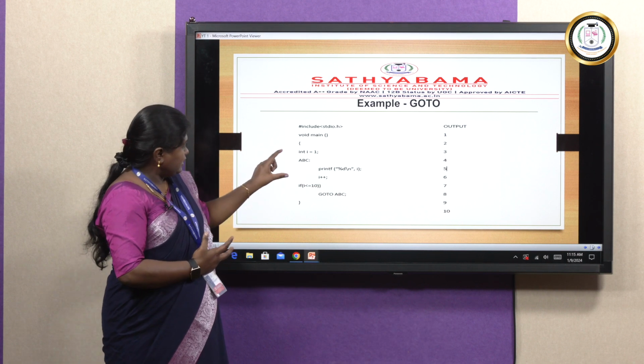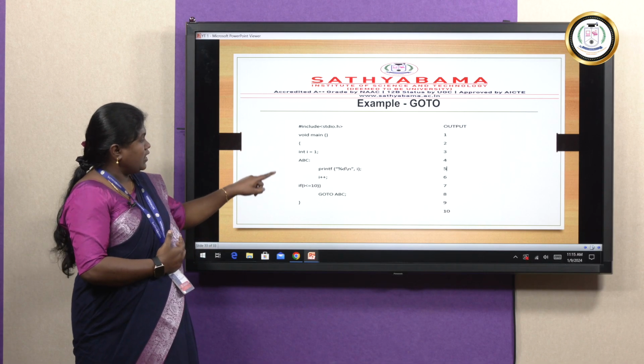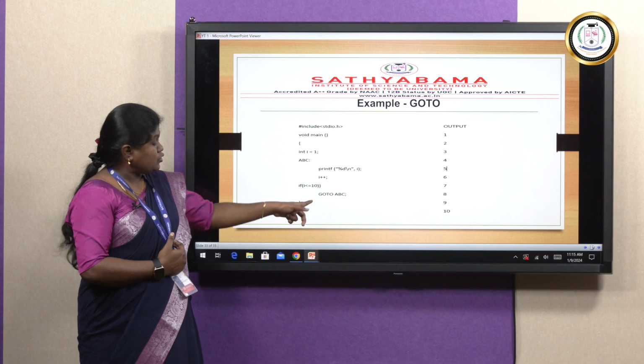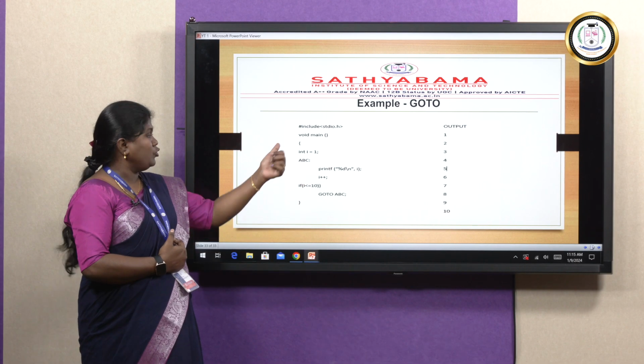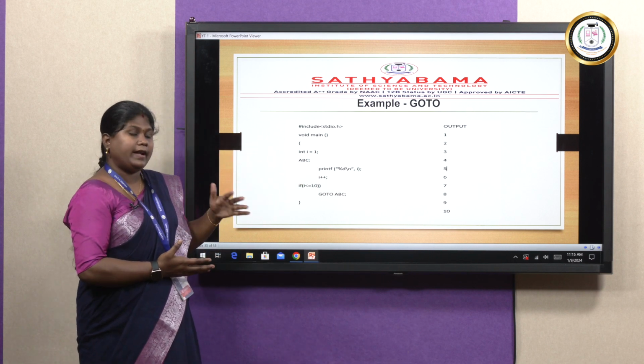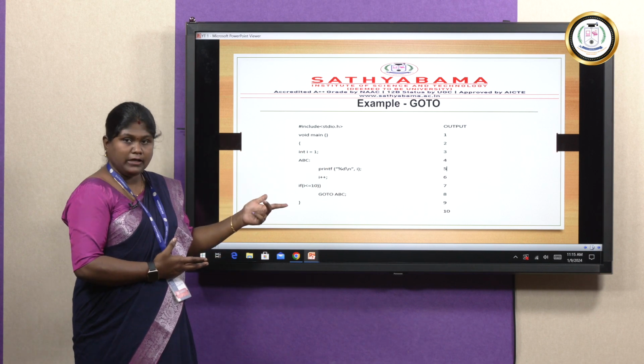This is a label I have given, the label block, and here the condition will be checked. 1 is less than or equal to 10, the condition is true. When this condition is true, this statement will get executed. As soon as this statement is executed, the control will move to the label block. Whatever is given in the label block will get executed. The value of i is printed and the i value is incremented.